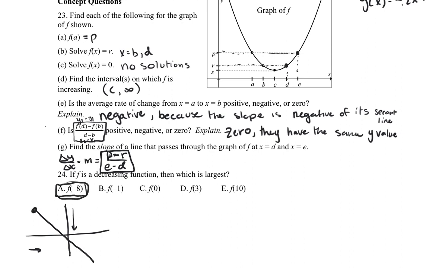Because that's going to be here, while all the other ones are going to be here and here and here. And that's going to be true for any decreasing function, because that's going to be here, here, here, and so on and so forth.